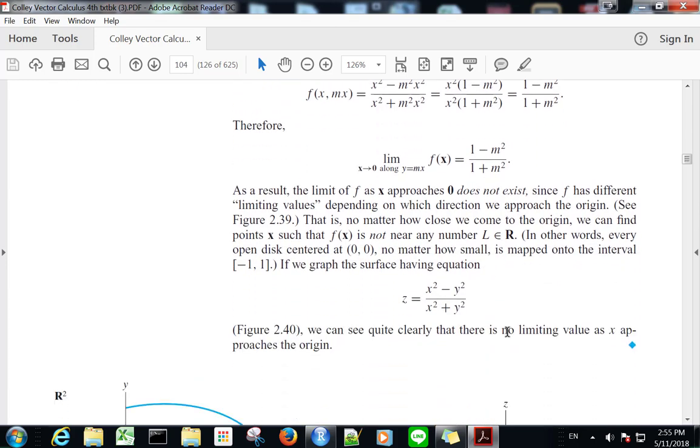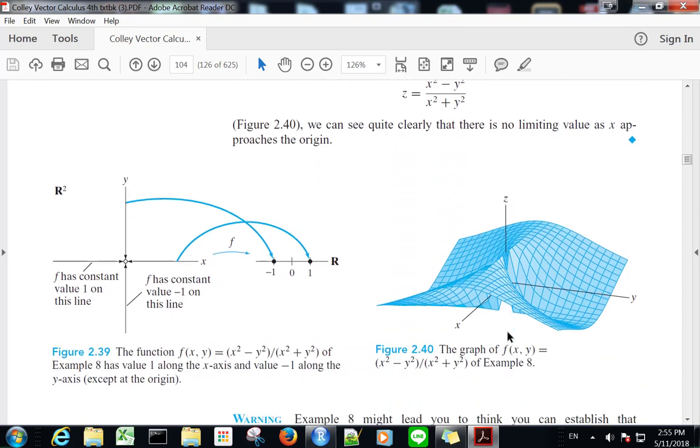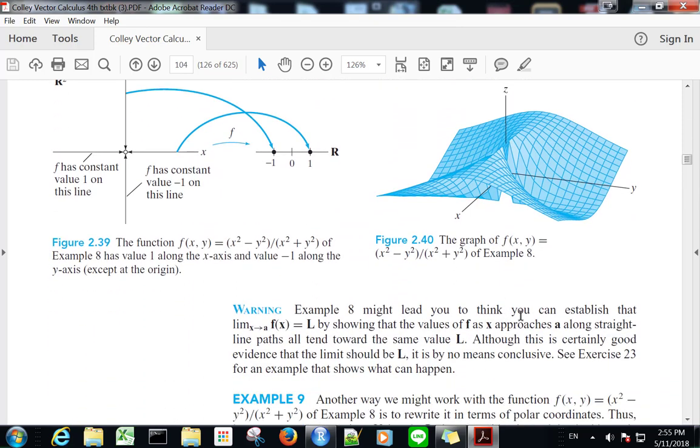And then they say you might suspect that you can establish the limit by showing that the values of f as x approaches a along straight line paths all tend towards the same value L, then you can say that the limit is L. But actually that's not always the case.